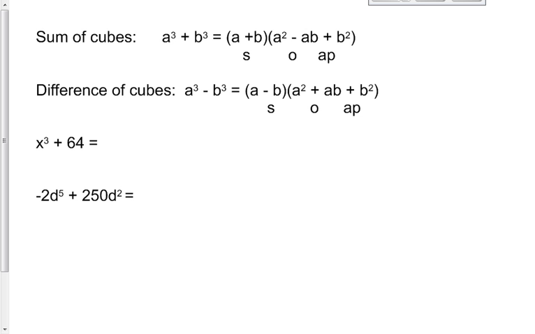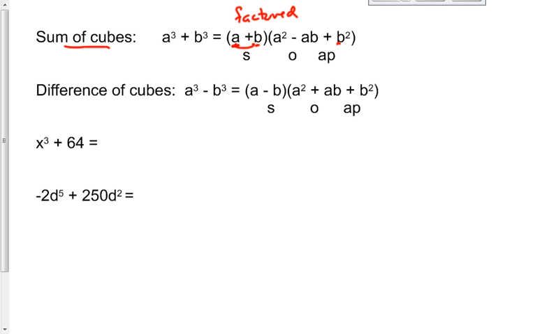Sum of cubes, a to the third plus b to the third, will become, in its factored form, two quantities. a to the third always comes from a, b to the third always comes from b, so the first bracket starts as a plus b. Your second set of brackets, take your first quantity and square it, a squared. Then take a times b and multiply them together, ab. In the back will be your b term squared, b squared.